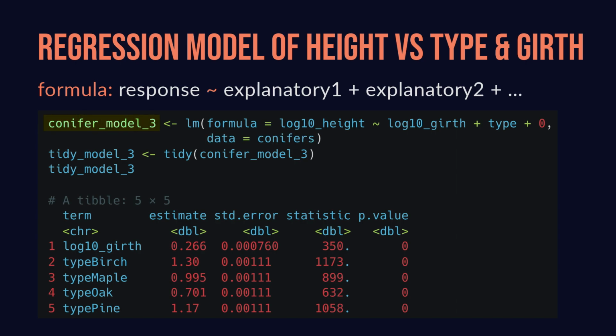When we run the tidy function on the model object, we see that it returns 5 coefficients. 1 for the log10_girth, and the rest are the different types of conifer trees. The log10_girth is the slope coefficient, and there are 4 intercepts for each category of conifer trees.